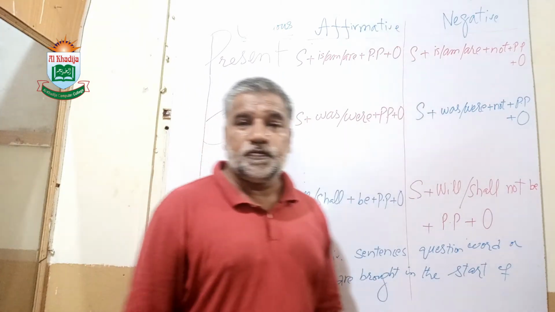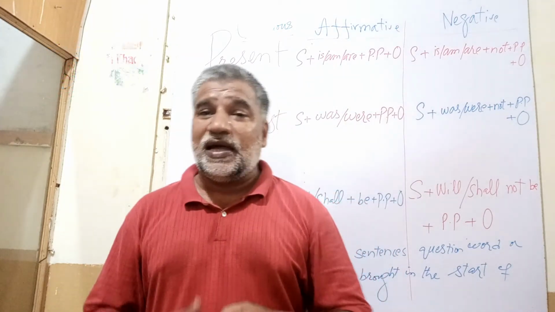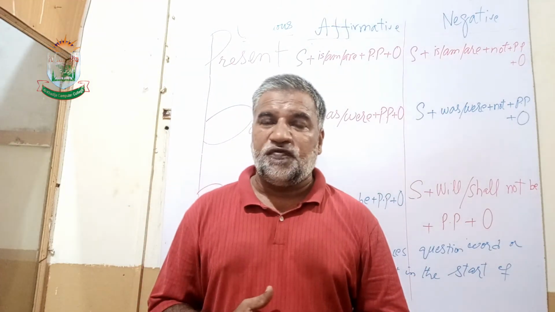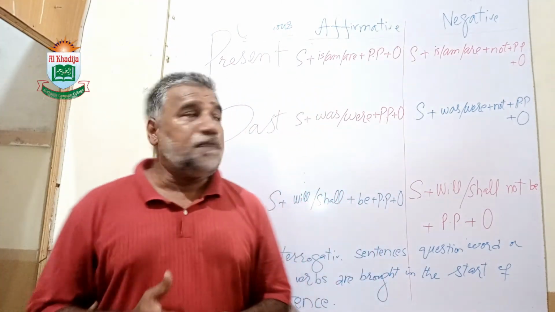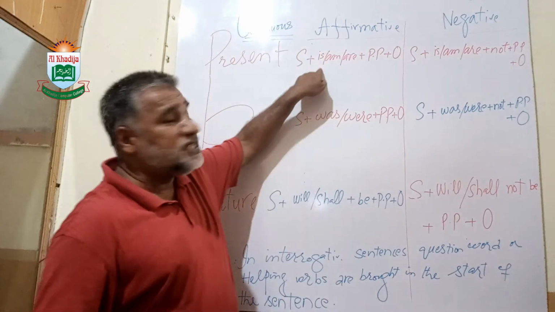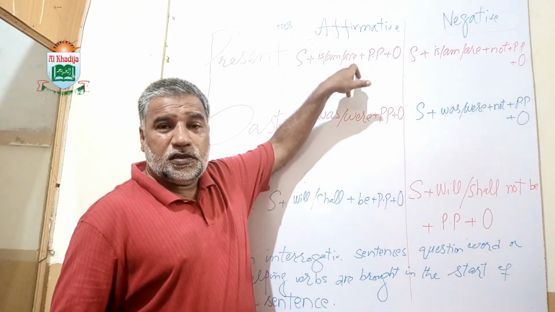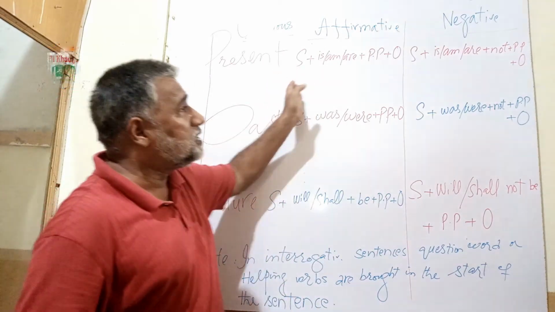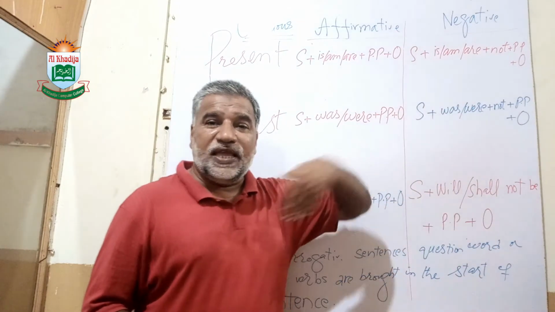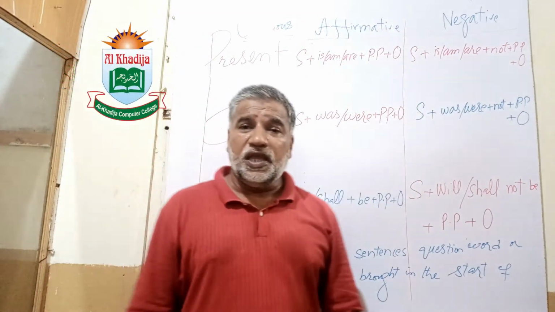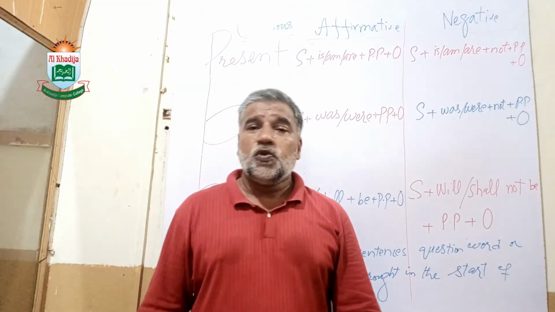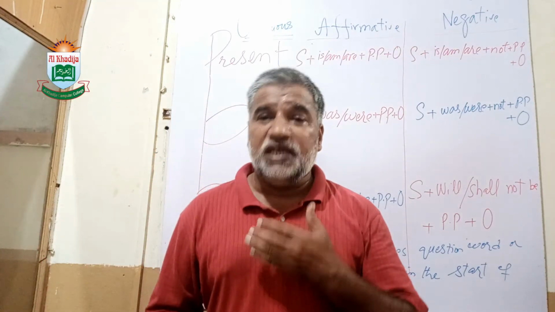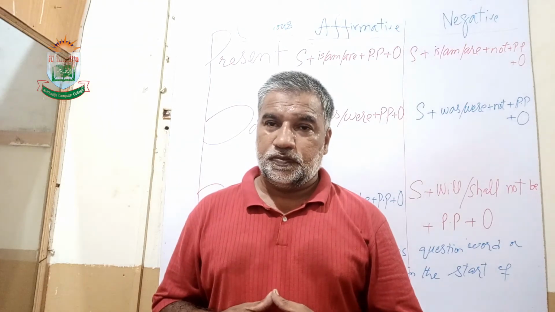Likewise, so you have seen these sentences. And if you have to make the interrogative sentences, so we will bring these helping verbs is, am, are in the beginning. Like, is he playing cricket in the ground? Was he playing cricket in the ground? Will he be playing cricket in the ground?